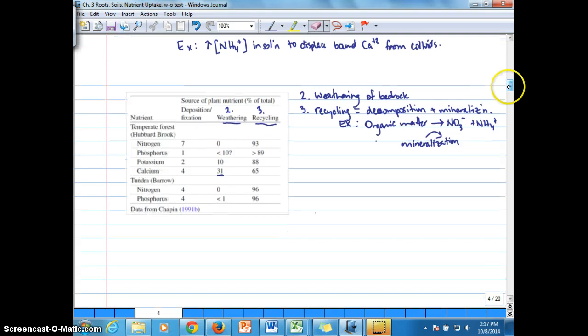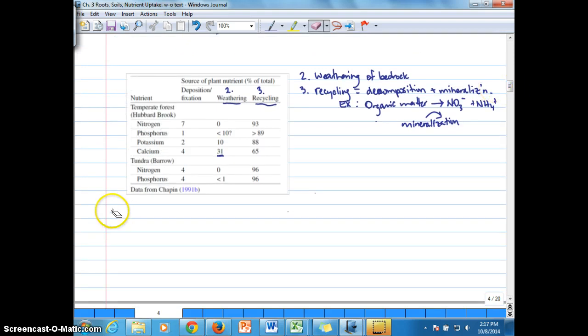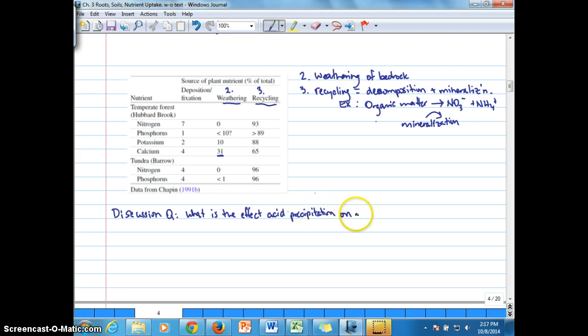So this brings us back to a discussion question that we could ask in class, or did ask in class, which was, basically, what is the effect of acid precipitation on soil fertility? How much, in other words, how nutrient rich the soils are.